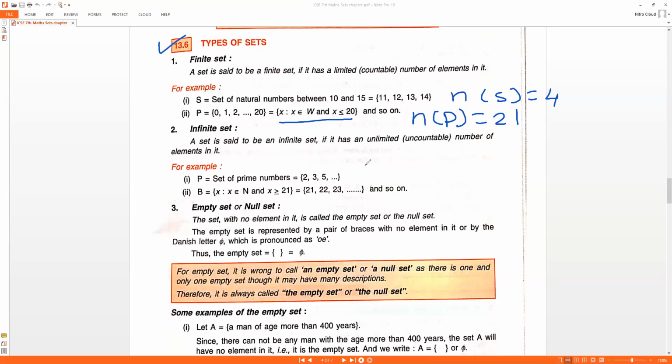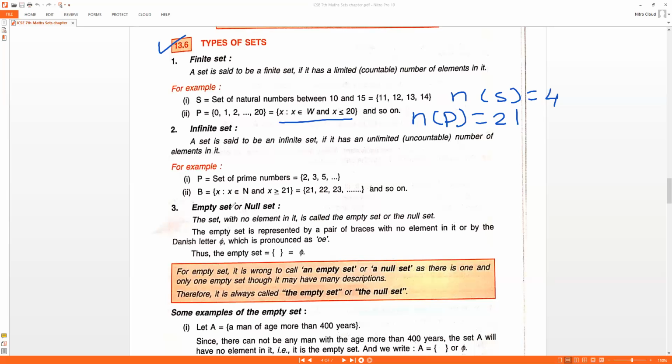Okay, so when I say set of natural numbers, set of whole numbers, set of integers, set of prime numbers, set of multiples of 3, or set of rational numbers, set of real numbers, okay, set of all stars in the universe, infinitely many. We cannot count them. So these are all infinite sets.